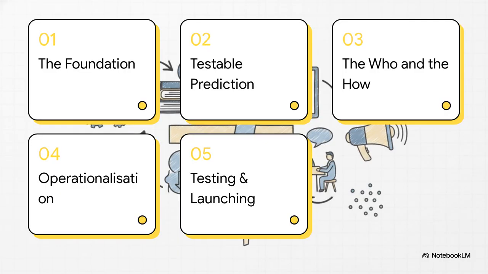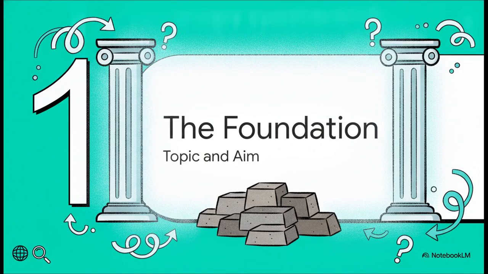Here is our visual flowchart for designing a hypothetical sociological study today. We've got 5 steps. 1. The foundation, topic and aim. 2. Making a testable prediction. 3. The who and the how. 4. Operationalization, measuring the abstract. And finally 5. Testing and launching. So, starting right off with section 1, the foundation, topic, and aim.